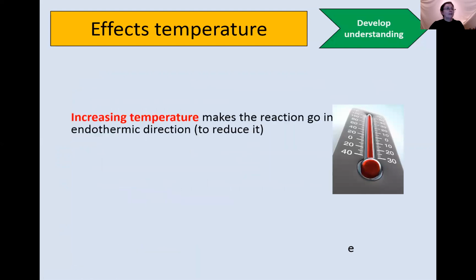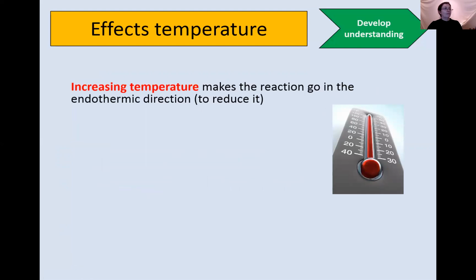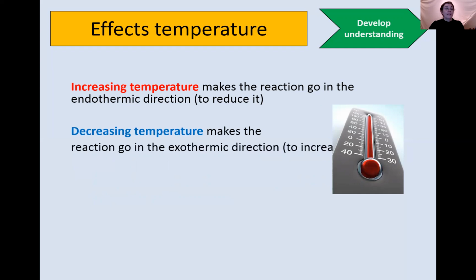Okay, so let's look at what we've learnt so far. Increasing the temperature of a dynamic equilibrium makes the reaction go in the endothermic direction to reduce the temperature. Decreasing the temperature makes the reaction go in the exothermic direction in order to increase the temperature.